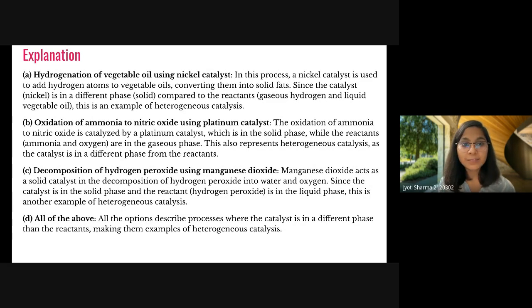I have already discussed everything with you. Nickel is solid, platinum is again solid, and manganese dioxide is a solid catalyst, while the ammonia, vegetable oil, and hydrogen peroxide are liquid or gaseous in nature. So all of the above are examples of heterogeneous catalysis.